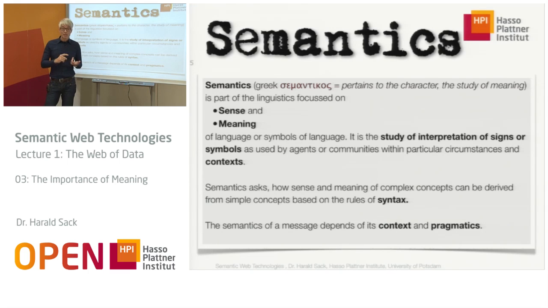So semantics asks, for example, how do I get the sense and the meaning of complex concepts, and how can they be derived from simple context based on rules that are fixed in syntax. So here's another concept that we have to explain. It's called syntax. And semantics, of course, depends on two other things. First, on context. We will talk about that later. And on so-called pragmatics. So let's keep in mind, semantics means the meaning. And it's the science and the study of sense and meaning of language and symbols.